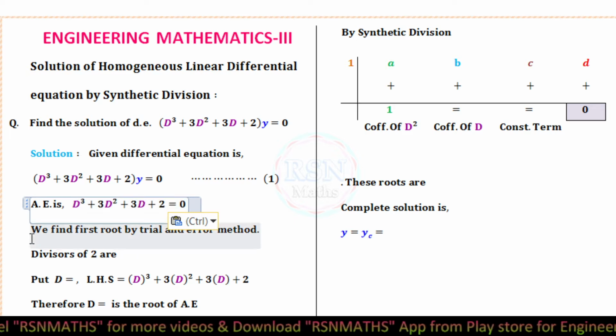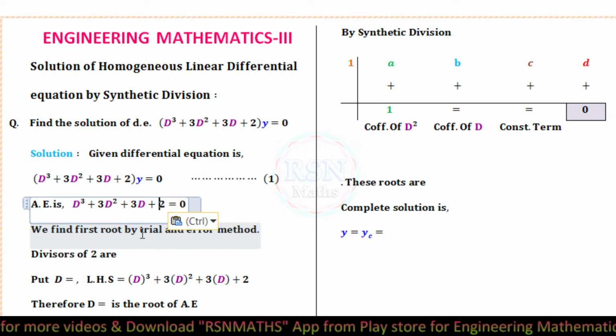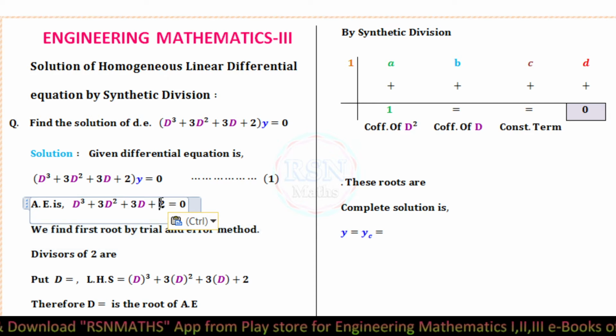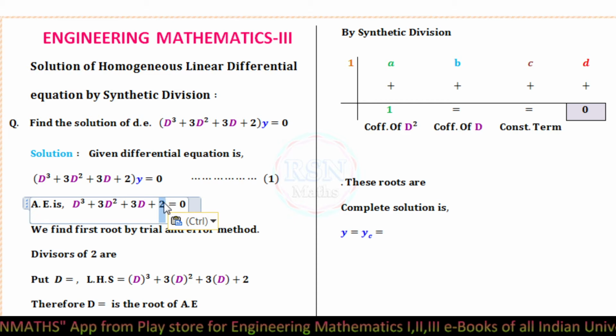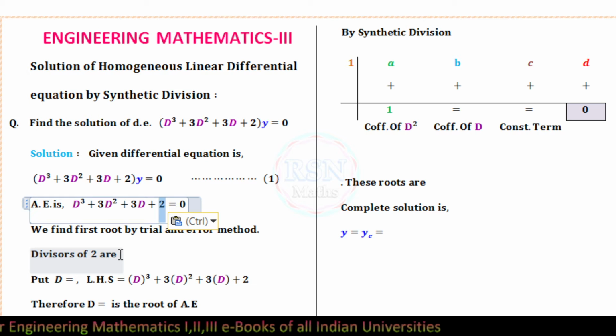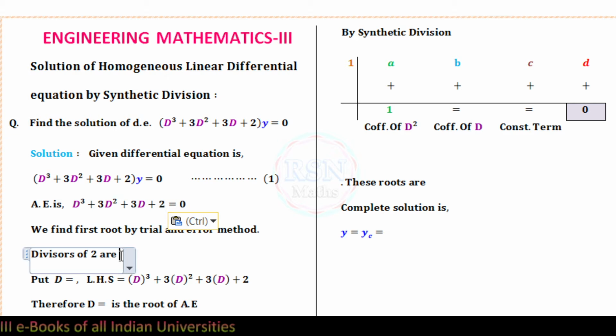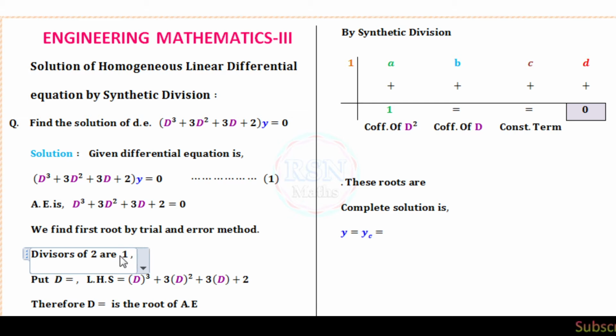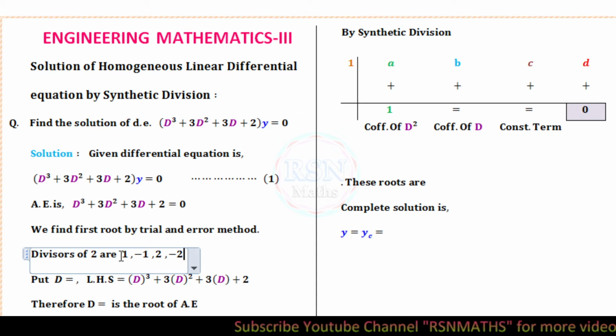Okay. Now, to find the first root by using the trial and error method, see the last constant term, which is 2. So first check what the divisors of it are. Now can you tell me the divisors of 2? Divisors of 2 are 1, -1, 2 and -2. These are the divisors of 2.